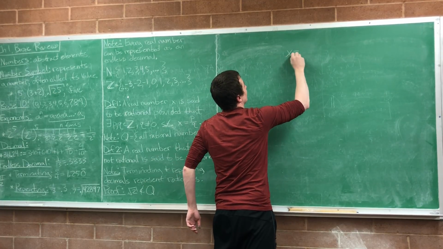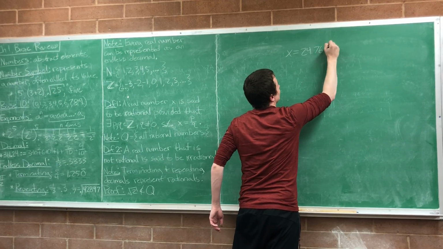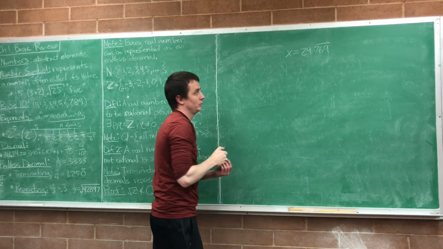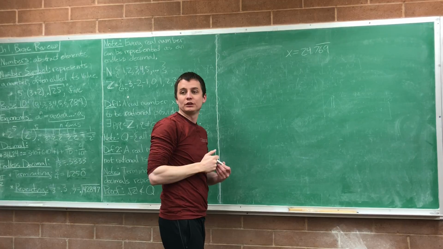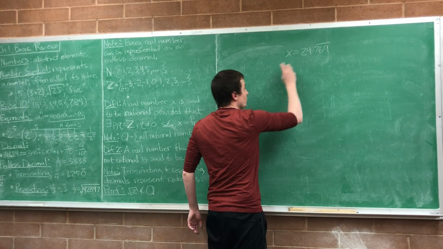So x is equal to, I don't even remember what I wrote, 24.769769, something like that. Okay, we're going to show that that number is in fact rational. We're going to show that it can be represented as an integer over an integer. How am I going to do it?